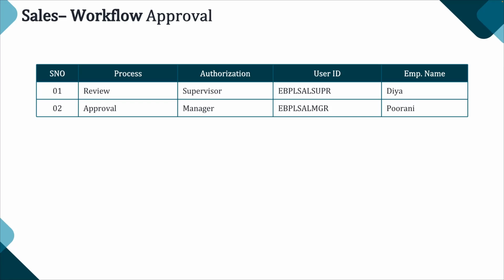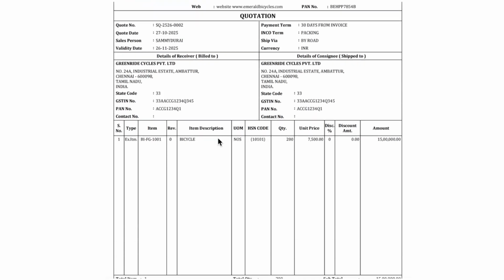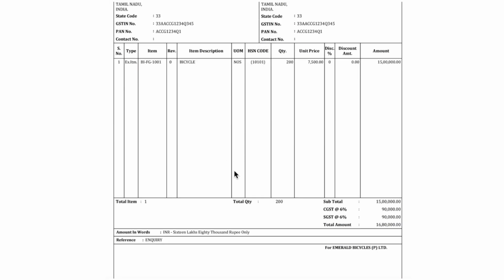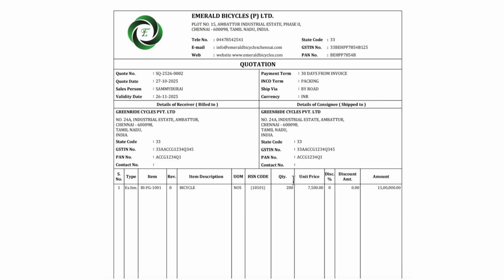So before getting into the login page, let me show you the report of our quotation for which you are going to create the sale order. This report holds the quotation details, which consist of your receiver and consignee details, payment terms, Incoterms, followed by your item descriptions, quantities, unit price, amount, and a total amount, which will also include your tax calculations. So this is how the report of your quotation looks.